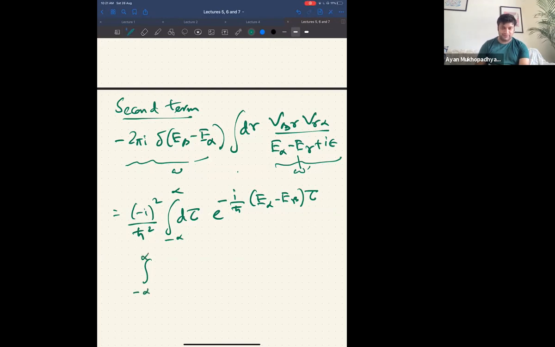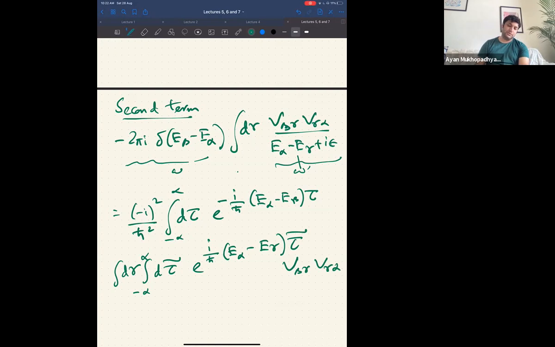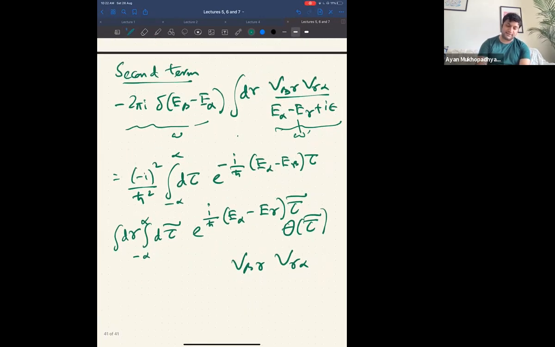It is minus infinity to infinity. And so there's a d gamma and d tau tilde. I have to use a different tau. And then e to the power i by h bar, E alpha minus E gamma tau tilde. And then I have V beta gamma, V gamma alpha. Okay, is this clear? Because this object is nothing but, I'm sorry, I forgot to write an important thing. There is a theta of tau tilde, and then V beta gamma, V gamma alpha. So basically this factor, E alpha minus E gamma plus i epsilon, can be simply obtained by integrating the Fourier transform of theta. The Fourier transform of theta would give me this denominator, 1 over E alpha minus E gamma plus i epsilon, okay?